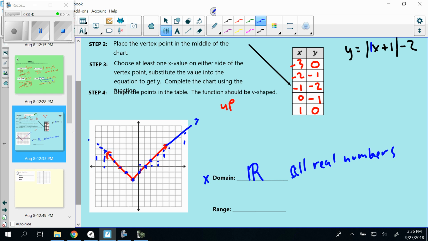Okay, so that's your domain. For your range, that's your y values. It's going to continue up forever, so we're going to hit all those positive values. We do have a minimum value down here, though, where our V point is. The lowest this gets is -2. You can see all these values are bigger than -2, but -2 is the smallest one. And so for our range, y has to be bigger than or equal to -2.